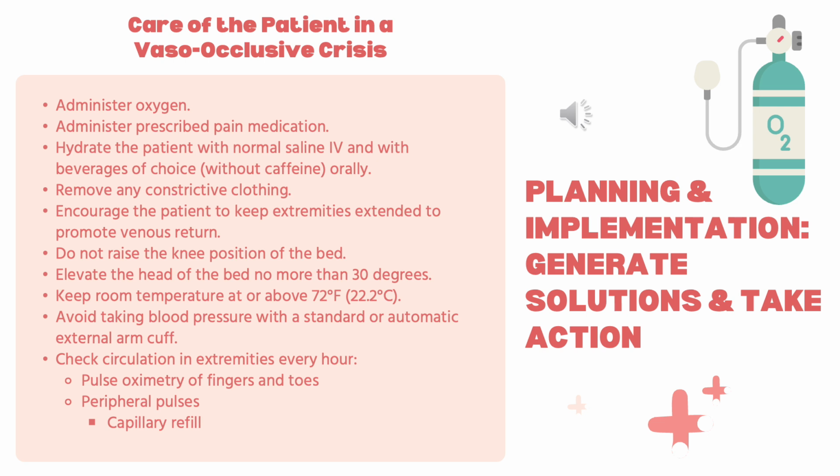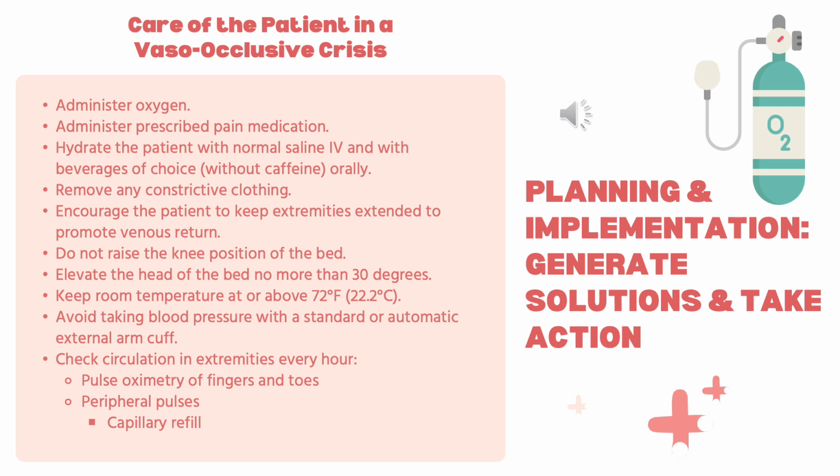Next, we can remove any constrictive clothing because anything that's constrictive can impede blood flow. We also need to encourage the patient to keep their extremities extended so that we can promote venous return. So avoid flexing the knee position of the bed because this can restrict blood flow. We also want to elevate the head of the bed to no more than 30 degrees to support oxygenation without compromising venous return. We need to maintain the room at a temperature at or above about 72 degrees to prevent any vasoconstriction that's caused by cold exposure.